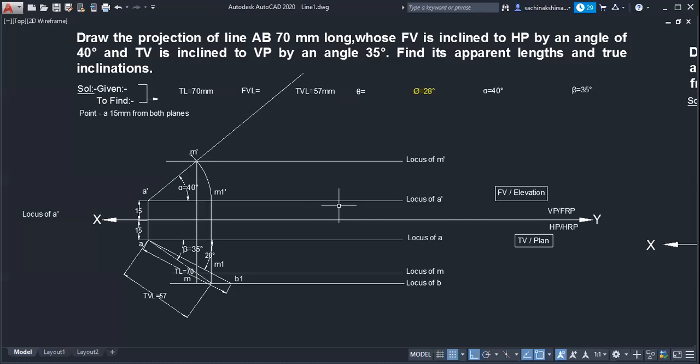What can we do? From B1 we can go straight. Up to where? What can we do further? Top view length is known.